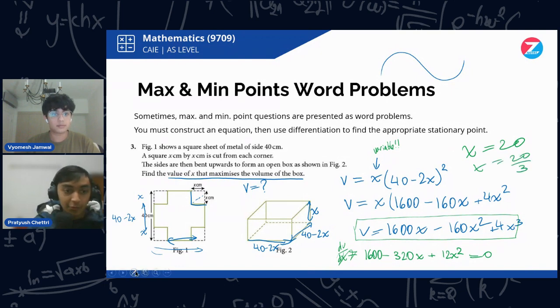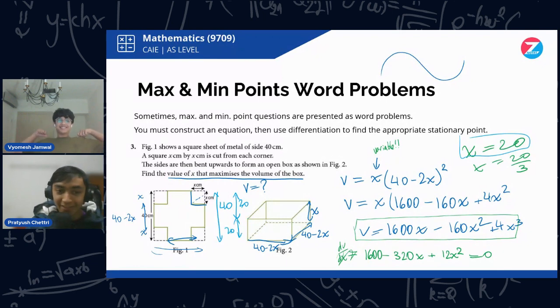Those two values look correct, but let's do a sensibility check here. Is that sensible? Our sheet is 40 long. If we cut 20 from here and 20 from here, we wouldn't have anything left. We couldn't make a box. So unfortunately, this isn't right. The actual answer is 20 over 3, because we only cut thirds out of here. Otherwise we could have a box.